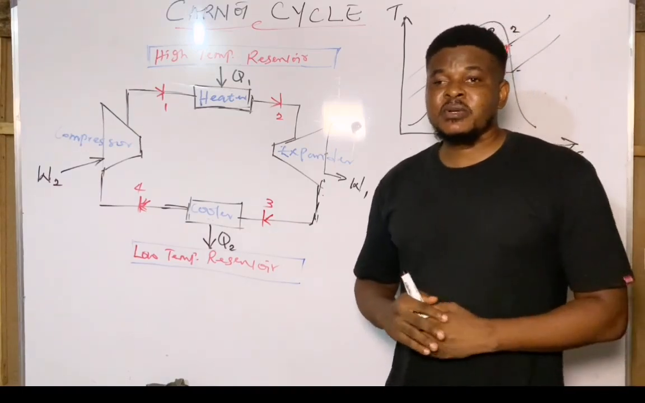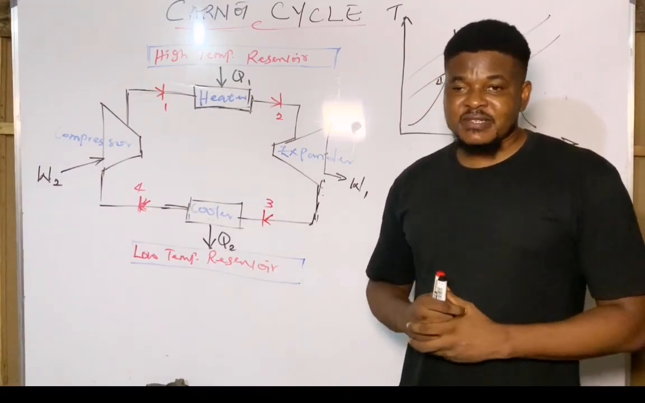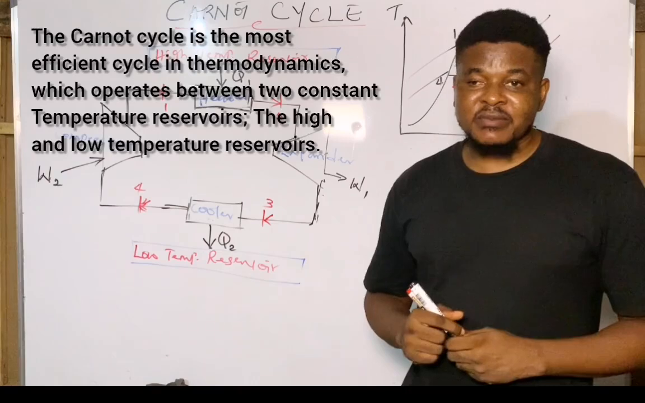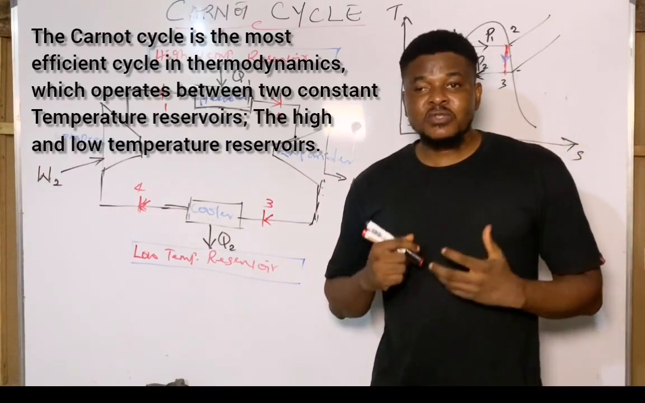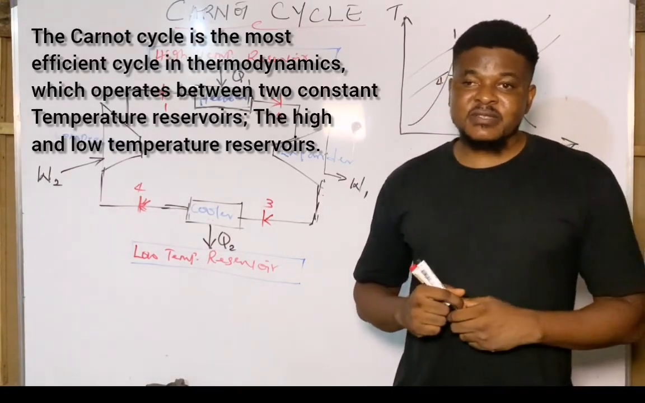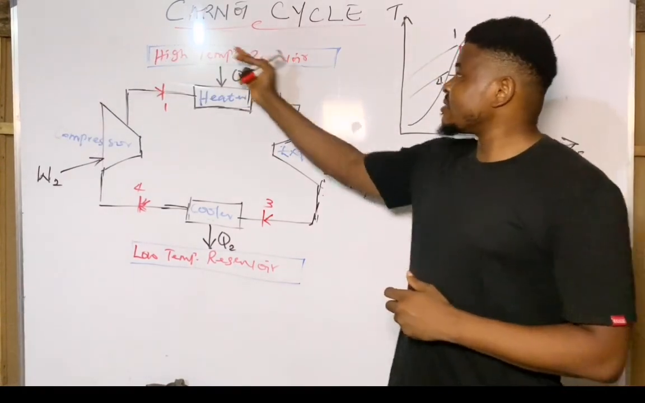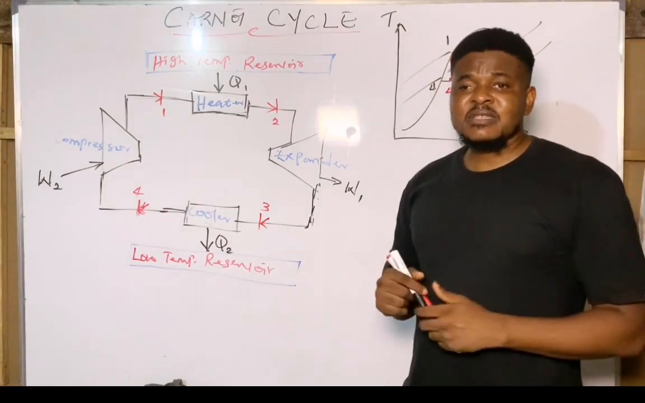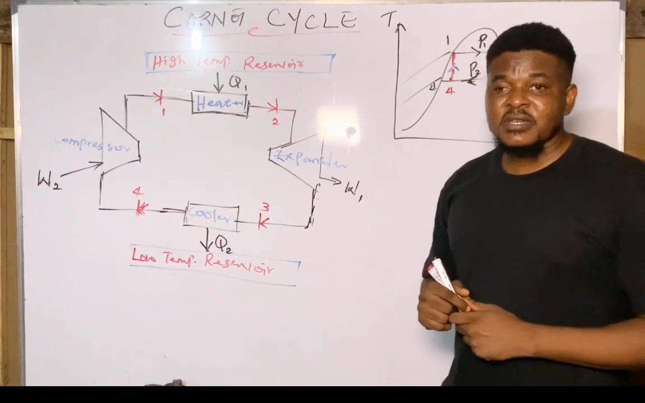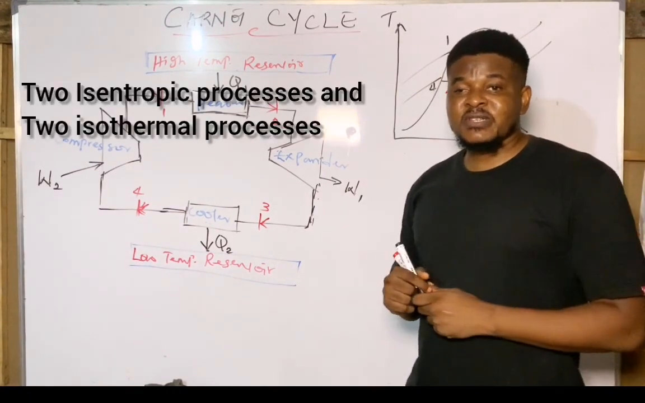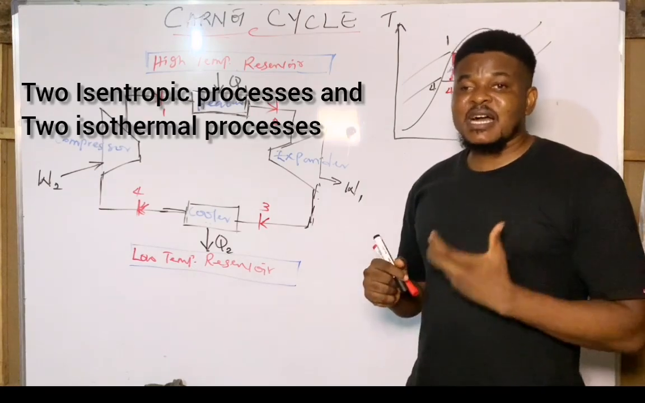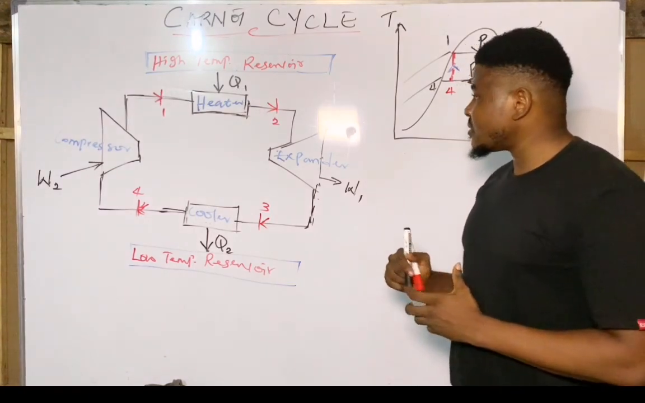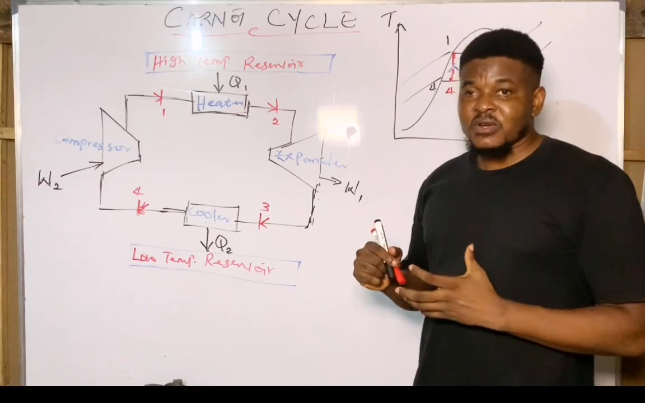So in this video, we're going to be talking about the Carnot cycle. The Carnot cycle is the most efficient cycle in thermodynamics, which operates between two constant temperature reservoirs, namely the high temperature reservoir and the low temperature reservoir. The Carnot cycle is basically operated in four processes, which include two isentropic processes or two adiabatic processes and two isothermal processes.